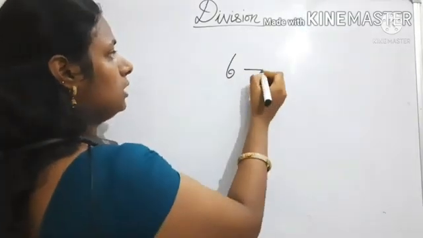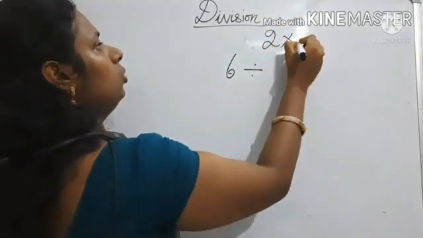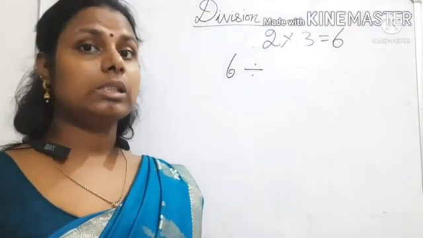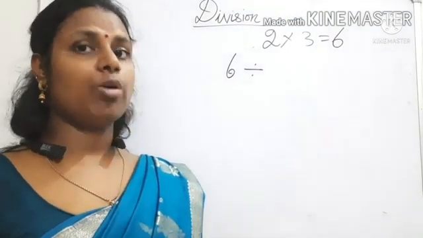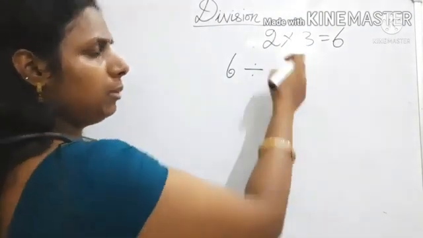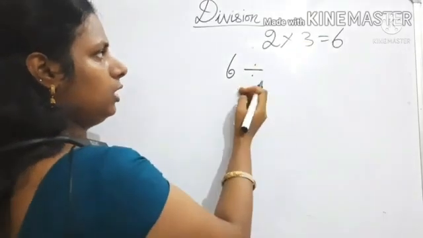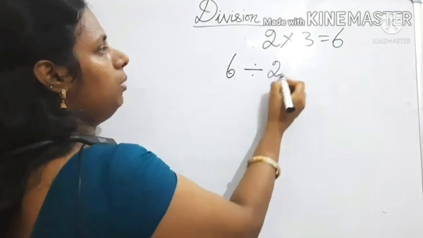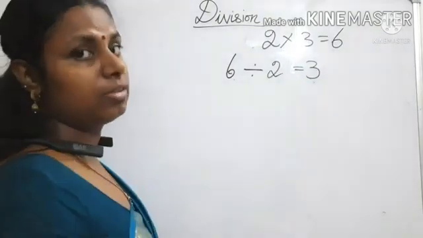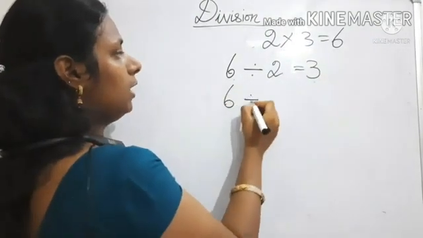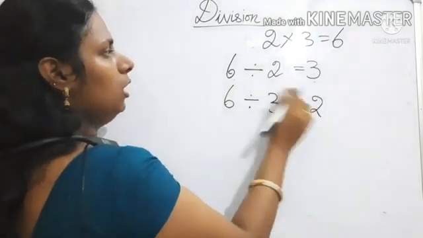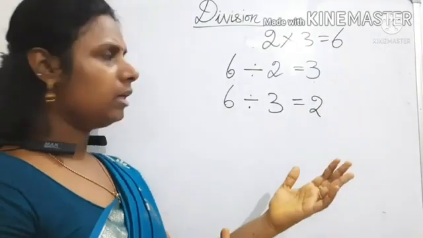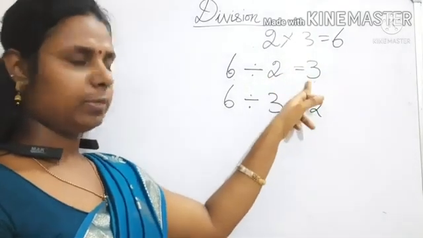So 6 divided by 2, 3s are 6. This is multiplication. I already told you, division is the inverse process of multiplication. So the multiplication I have written, how is it changed into division? So 6, the dividend, when you divide by 2, the answer is 3. But the same thing, 6 divided by 3, the answer is 2. So the divisor and quotient are just flipped.